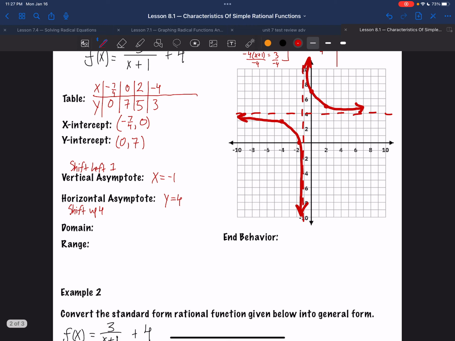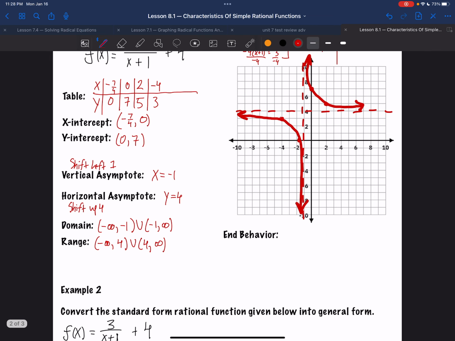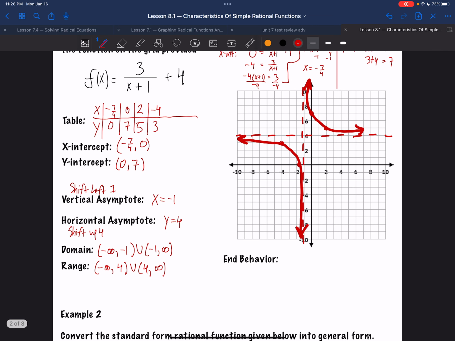The domain is all real numbers except for your vertical asymptote, which is negative 1. You're basically going to skip that vertical asymptote and then continue towards infinity. For range, it's all real numbers except you're going to skip 4. Go from 4 to infinity. We've already done this, right? This was the hard part of Unit 1, which you already did. So a lot of this is just remembering that. Okay?